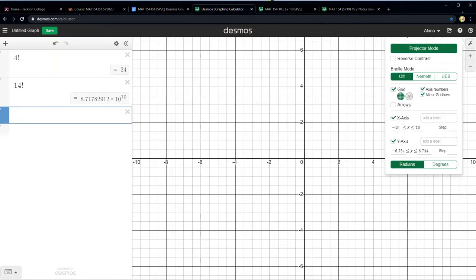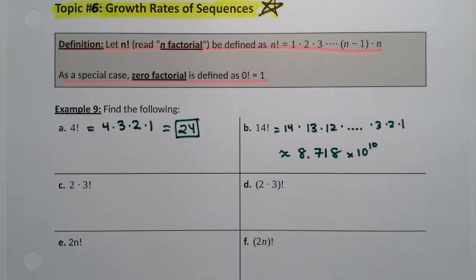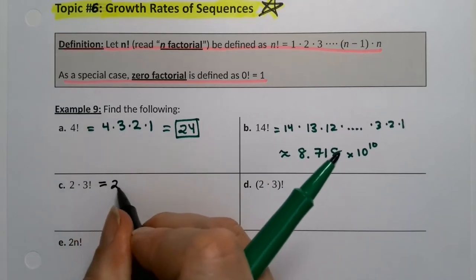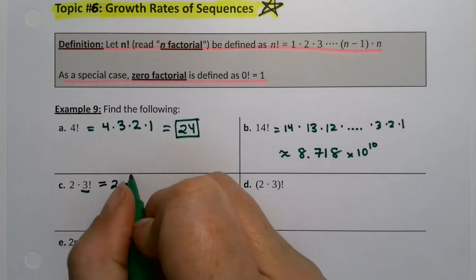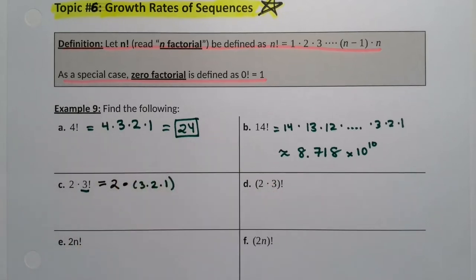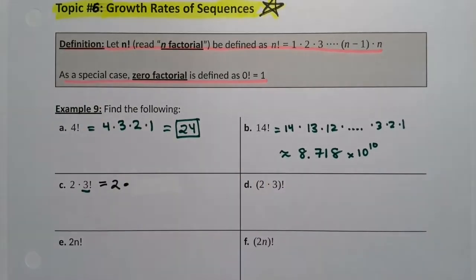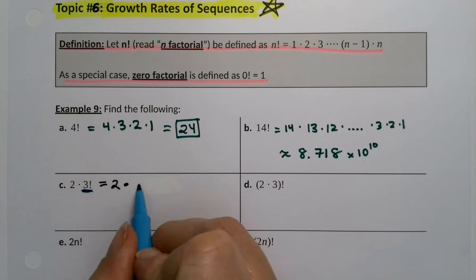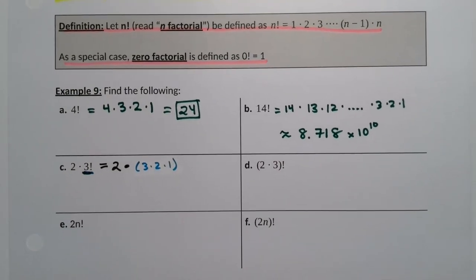All right, now what about 2 times 3 factorial? So what they want you to understand here is that factorial is kind of a grouping symbol. So when you have 2 times 3 factorial, what that is is 2 times, and the factorial only works on what's right in front of it. So that's 3 times 2 times 1. There we go. Now you can see the difference.